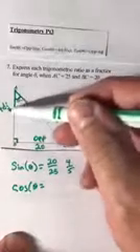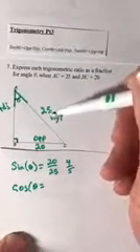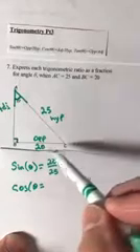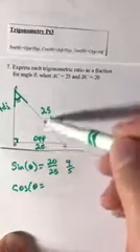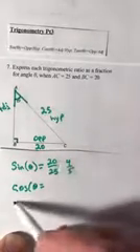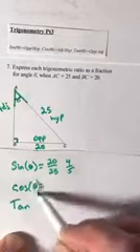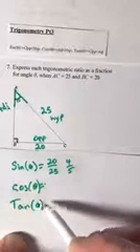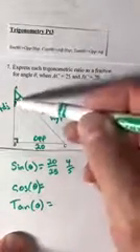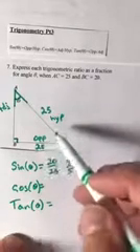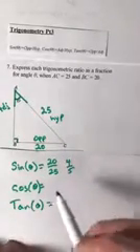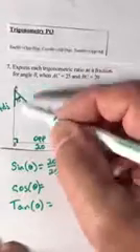Okay, cosine theta is equal to adjacent over hypotenuse. We will need to find that side. We can do that using the Pythagorean Theorem. We'll come back to that. Tangent theta is equal to adjacent over opposite. Okay, so we will need to find this side as well.